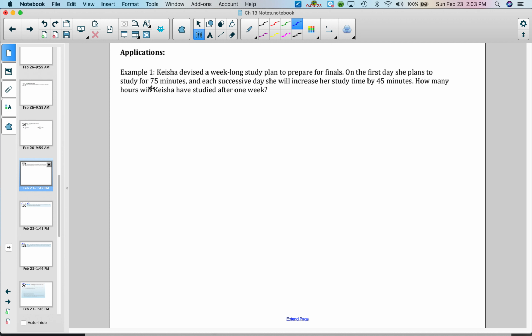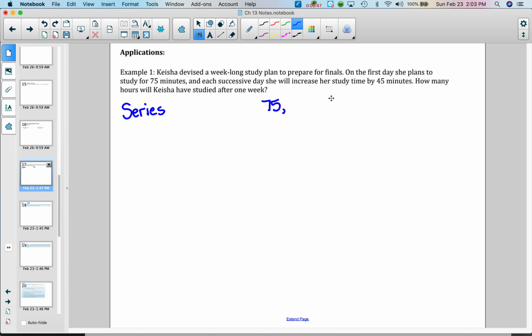So start off by just making a list of the numbers. Now notice that we're talking about how many hours in the week. So we're going to be looking at a series or a summation because we want to know the total for the week. So she's starting with 75 minutes the first day. And then it says the next day she's going to add 45 minutes to her study time.